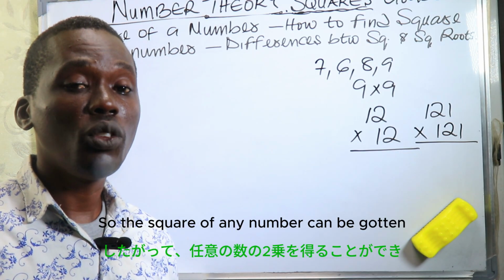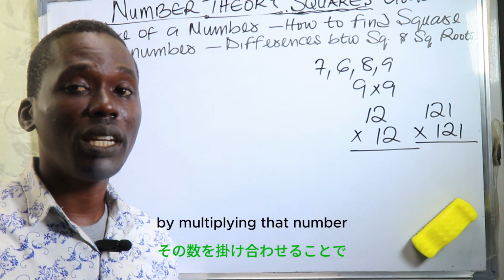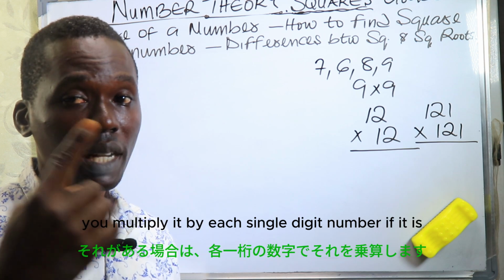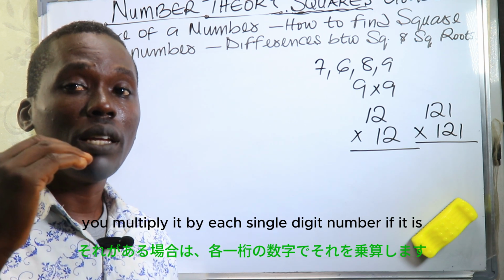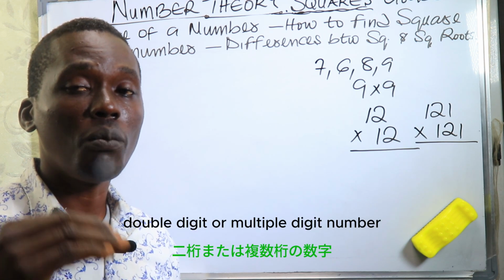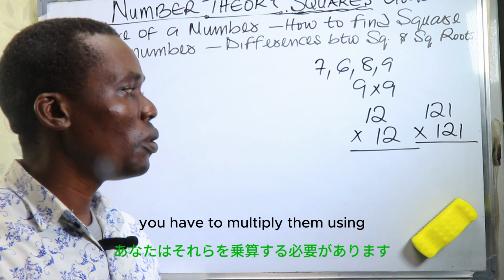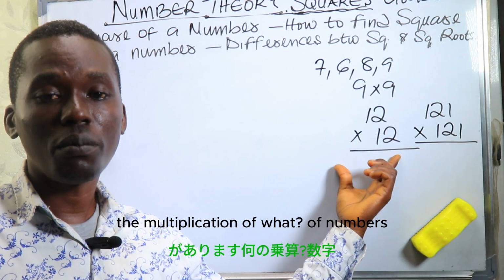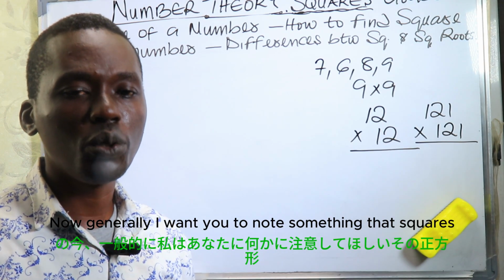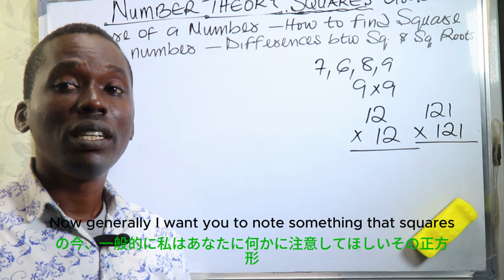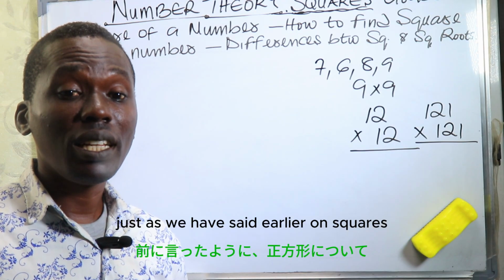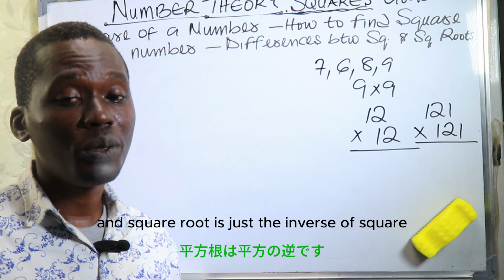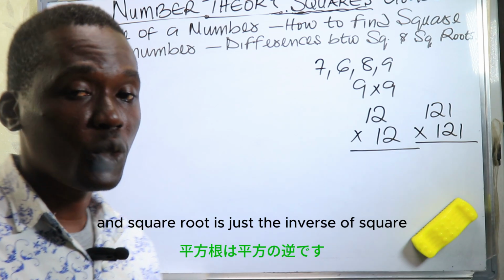So the square of any number can be gotten by multiplying that number by itself. If it is a single digit number, you multiply it by its single digit number. If it is a double digit or multiple digit number, you have to multiply them using the multiplication of numbers. Now, generally, I want you to note something, that squares, just as we have said earlier on, squares is just the inverse of square root, and square root is just the inverse of square.